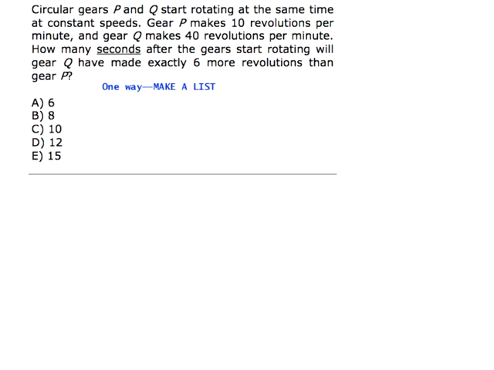So this is 10 revolutions per minute, which means that it's 10 over 60. Yeah, 5th grade method, right? That's 1/6 revolution per second. And then this is 40 revolutions per minute, so that's 40 over 60, which is 2/3 revolutions per second. So we can just make a list.